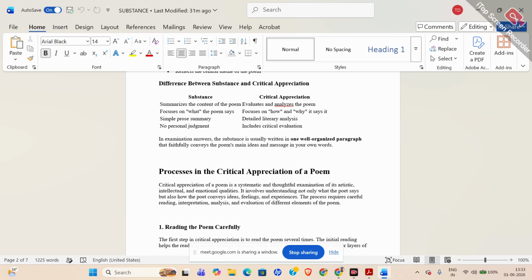So you have to take up each aspect of the poem and make an analysis of those different aspects. Last point is no personal judgment can be shown in the substance. তুমি একটা কবিতা হয়তো পছন্দ করো না, you do not like a particular poet or a particular poem, but you cannot show your distaste or dislike for that poem when you are writing the substance.